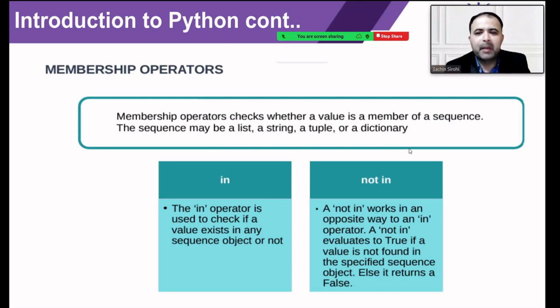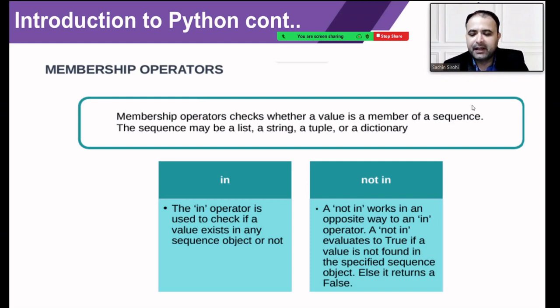Now the membership operator. The membership operator checks whether a value is a member of a sequence. The sequence may be a list, string, tuple, or dictionary. I will discuss later what this is. So in and not in. The in operator is used to check if the value exists in any sequence object or not. Not in is basically the opposite of the in operator. A not in evaluates to true if the value is not found in the specified sequence.